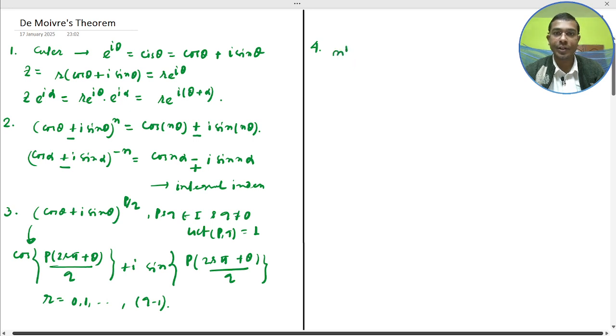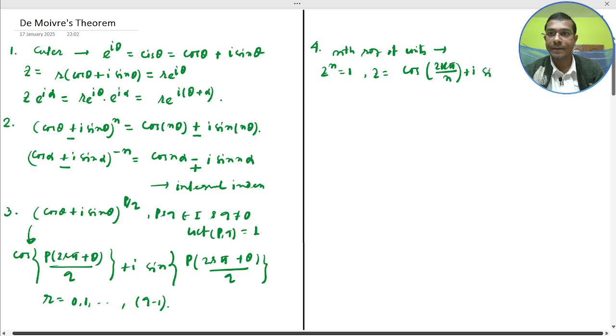The nth root of unity says that z to the power n equals 1. So z would be cos 2kπ/n plus i sin 2kπ/n, where k goes from 0 to n minus 1. Note that omega is cos 2kπ/n plus i sin 2kπ/n.